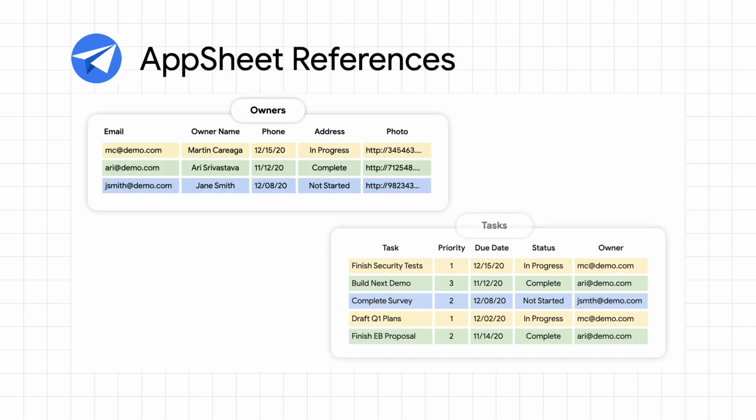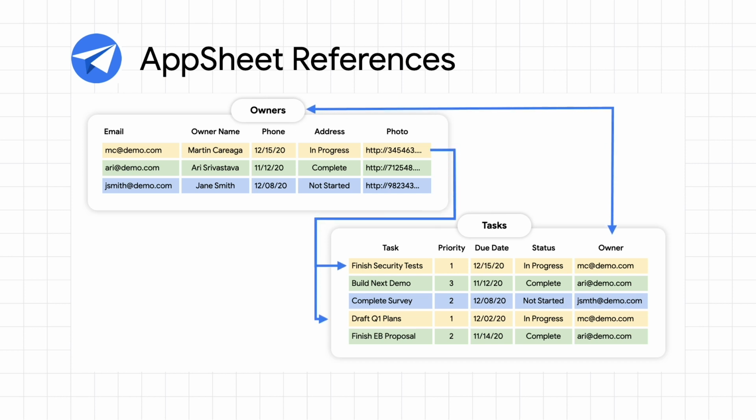AppSheet references allow your apps to support relational data. In database terms, relational data simply means that records in one table refer to one or many records in another table. This is important because business apps pretty much always have relational data. AppSheet references are implemented with a special ref data type, which can be applied to a column in a table that refers to another related table.